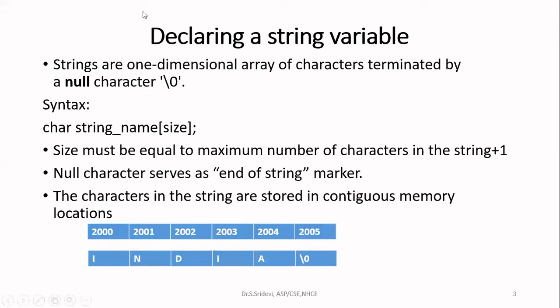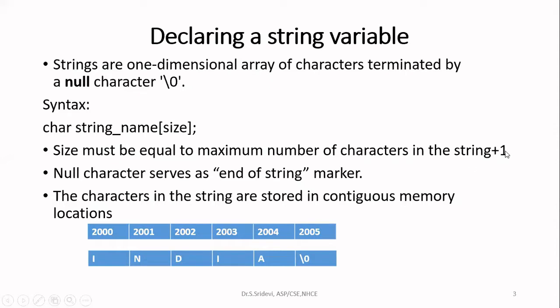Now, the general syntax for declaring a string is, you write the data type as char, then give any variable name, that is the name of the string. After that, since a string is a 1D array of characters, you open a square bracket and close it. Inside that, you write the size of the string. So this is a way to declare a string. It is like a 1D array, but the data type is character. And what is the size? Size is whatever maximum number of characters you are going to store in the string, plus 1.